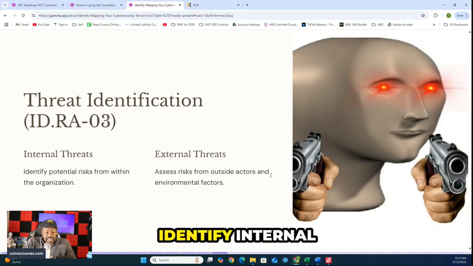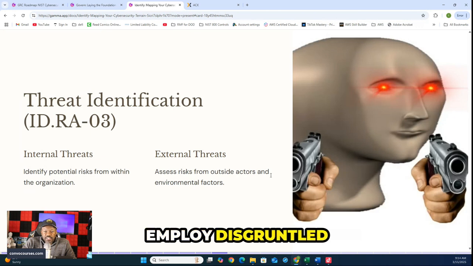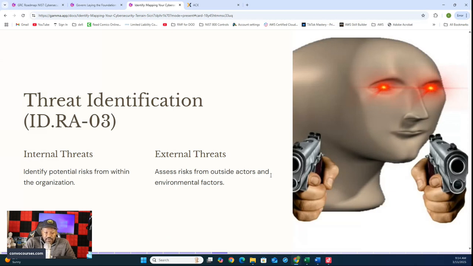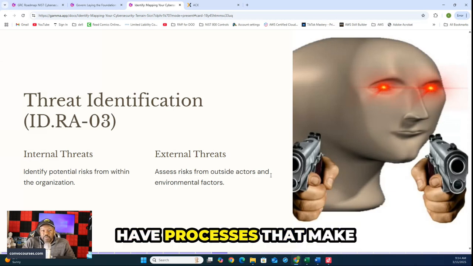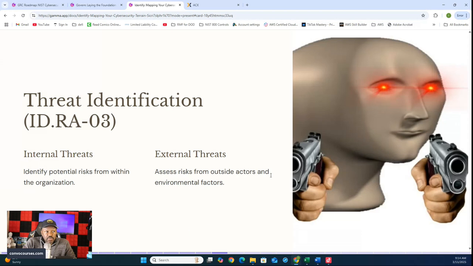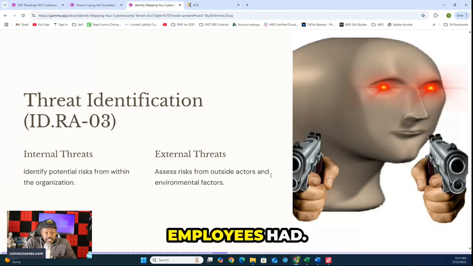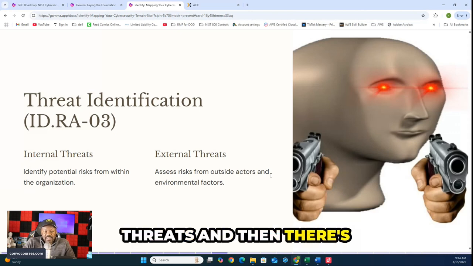You've got to identify internal threats and external threats. Internal threats are disgruntled employees. It could be a supplier. It could be somebody you let go who has insider information. So it's important to have processes that make sure you change usernames and passwords on a regular basis, or you get rid of accounts that old employees had. So there are internal threats, and then there are external threats.